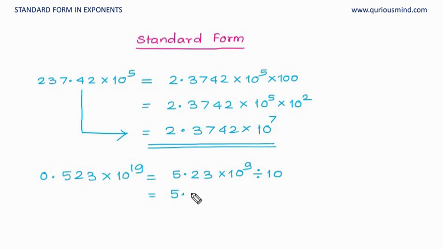And if you see here, 5.23 into 10 raised to 9 divided by 10. Same base, so the base remains the same. And division, so subtraction of the powers. When it is 10, nothing here, it is 1 here. So it will be 9 minus 1. And the answer would be 5.23 multiplied by 10 raised to, sorry, it was 19 here, 19 minus 1 is 18.